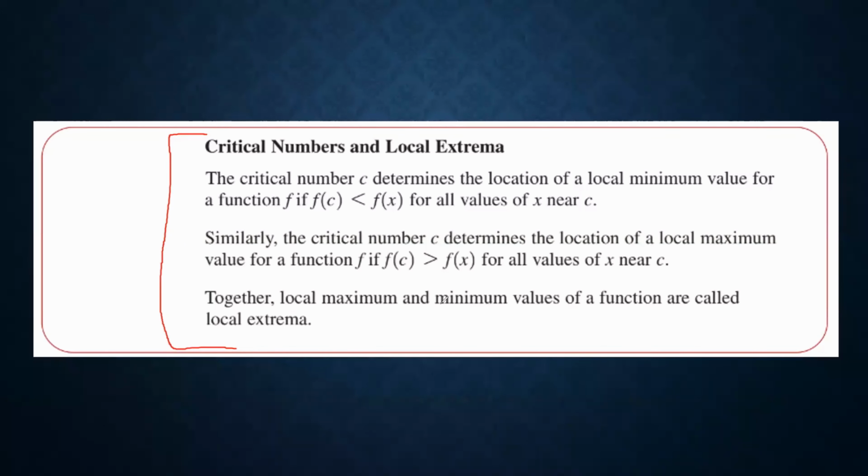Critical numbers and local extrema. The critical number c determines the location of a local minimum value for a function f if f of c is less than f of x for all values of x near c. Similarly, the critical number c determines the location of a local maximum value for the function if f of c is greater than f of x for all values of x near c. Together, local maximum and minimum values of a function are called local extrema.